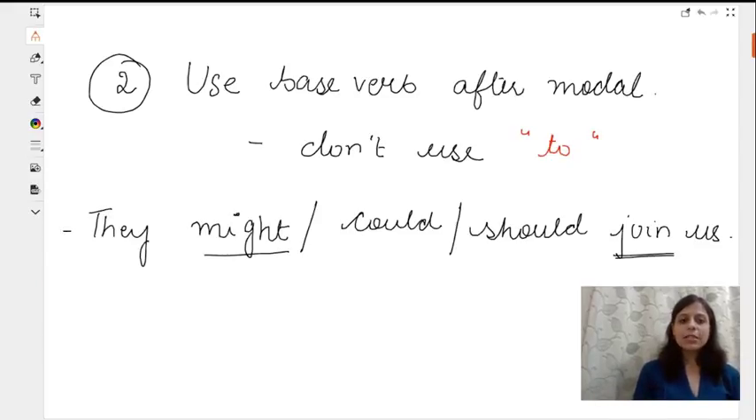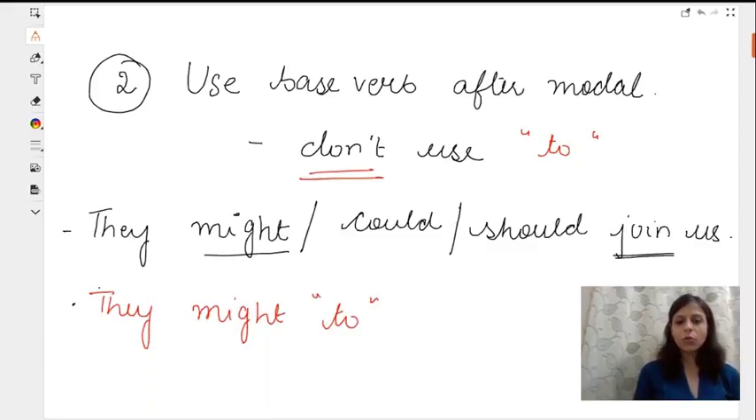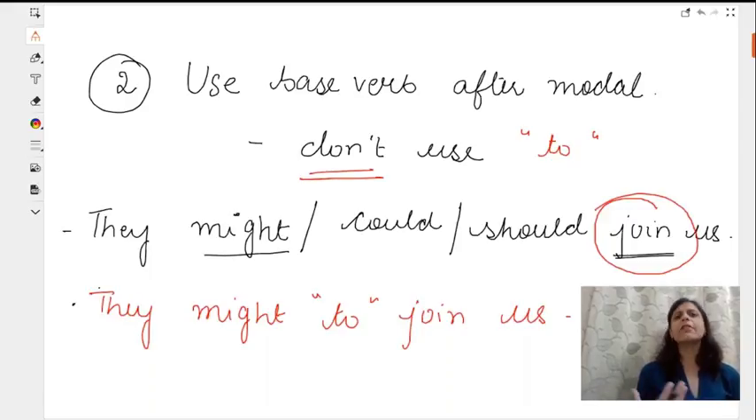So when it comes to a sentence that I have to frame like that, I do not use "to" right after the modal. I can never say it the way "they might to join us." Do you think it makes sense, guys, when I use "to" after the modal? Right? So basically, you have to use the base verb. This is the base verb, in its very basic form. Generally, it's in the first form, right?